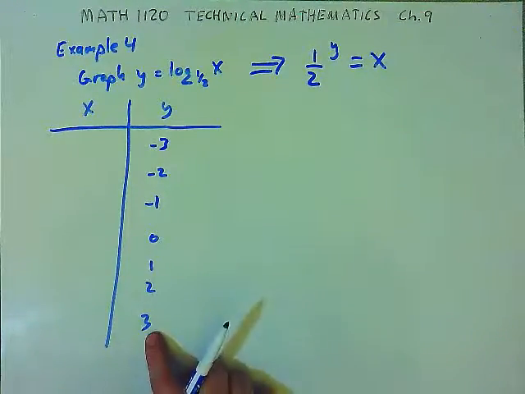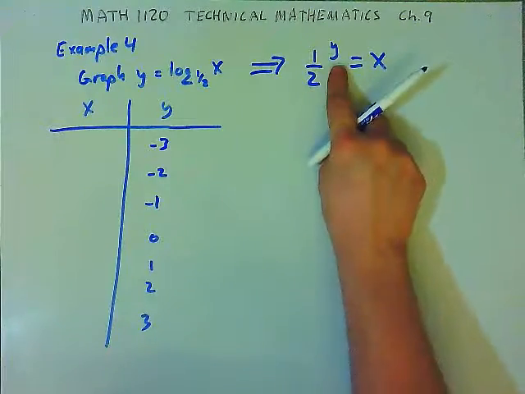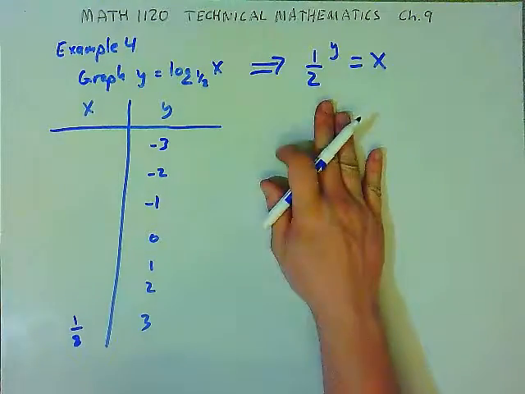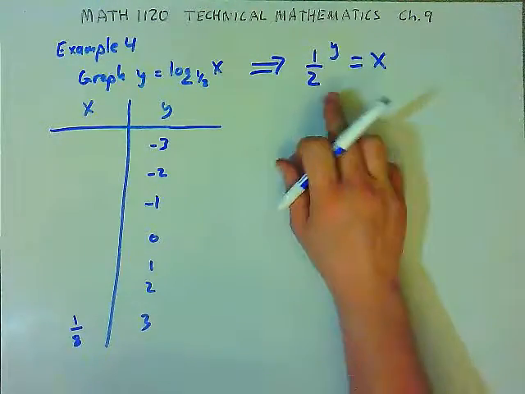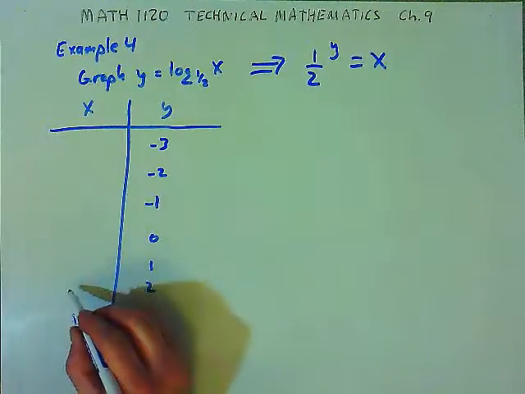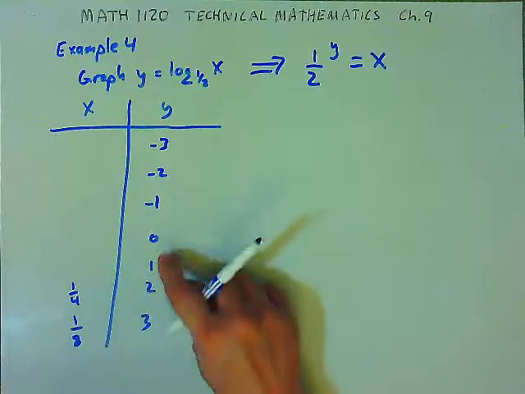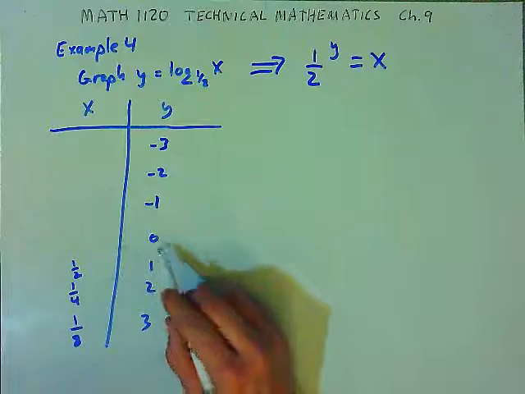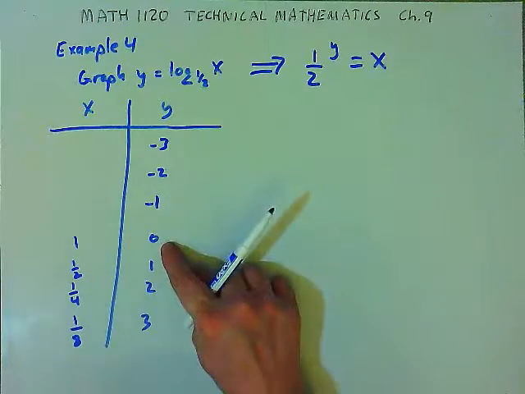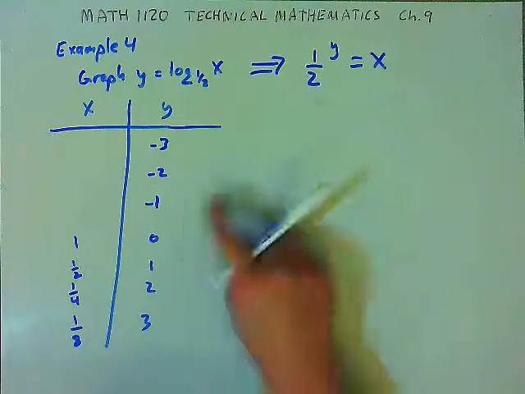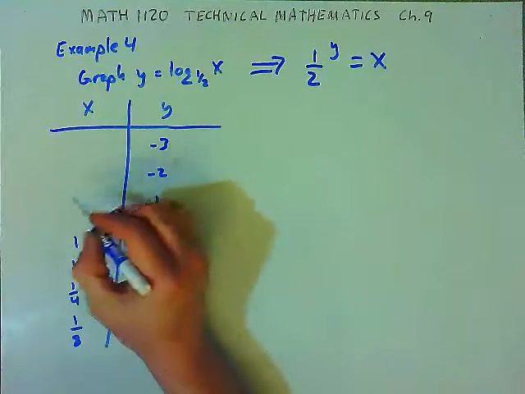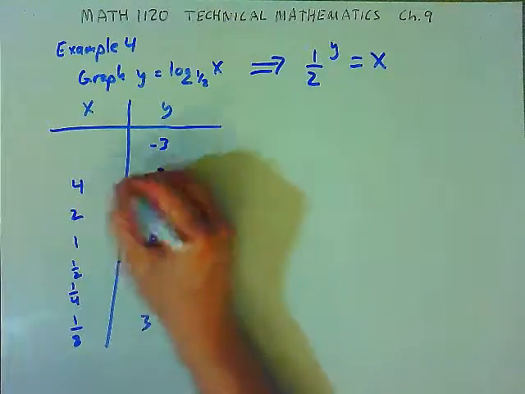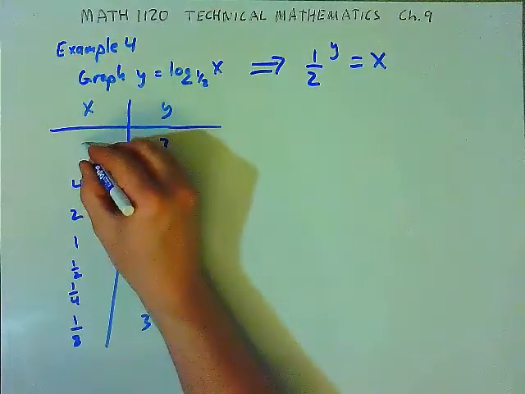And so let's start down here with 3. 1 half to the third power, that's 1 eighth. Right, 1 half times 1 half times 1 half is 1 eighth. 1 half squared is 1 fourth. 1 half to the first is 1 half. 1 half to the 0 is 1. In fact, any number to the 0 power is 1. 1 half to the negative 1 power is 2. 1 half to the negative 2 power is 4. And 1 half to the negative 3 power is 8.